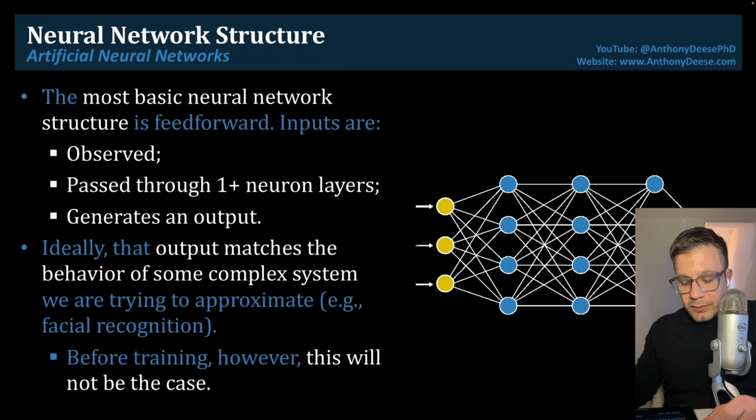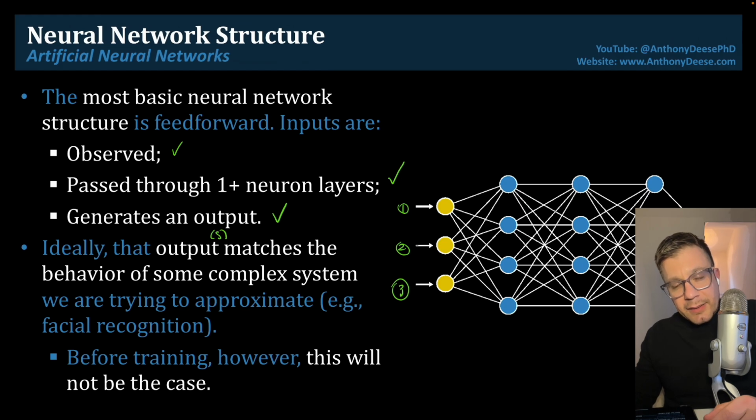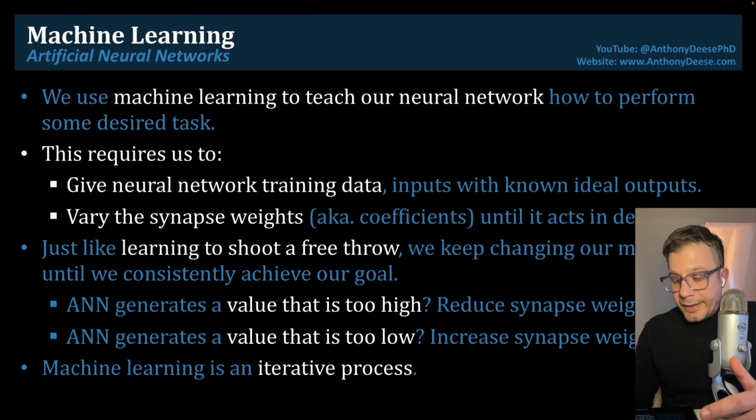The most basic neural network structure is feed-forward, where inputs are observed, pass through one or more layers of neurons, and then one or more outputs are generated. Ideally, that output or those outputs match the behavior of some complex system that we're trying to approximate. So one example could be recognizing someone's face. Before training, however, this will not be the case. It would be highly unlikely for a neural network before being trained just randomly by chance to match the behavior of some complex system. We use machine learning to teach our neural network how to perform some desired task.